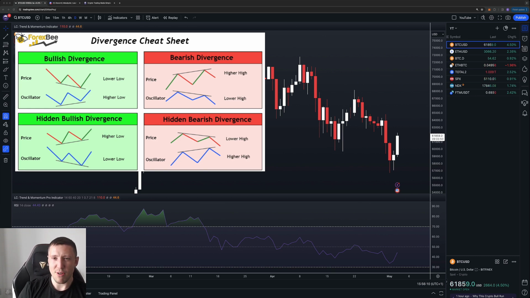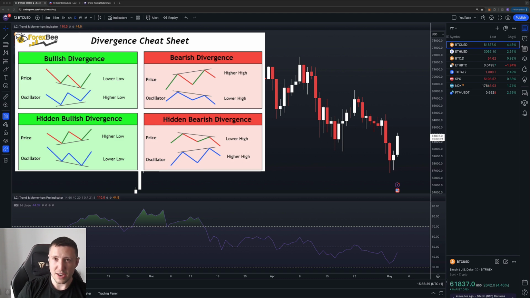lower low. A bearish divergence is when the price is making a higher high, but the RSI is making a lower high. And hidden bearish divergence is when price is making a lower high and the RSI is making a higher high. So the way to identify them: if you're looking for bullish divergences, it's at the bottoms, so the candle bottoms and the RSI bottoms.